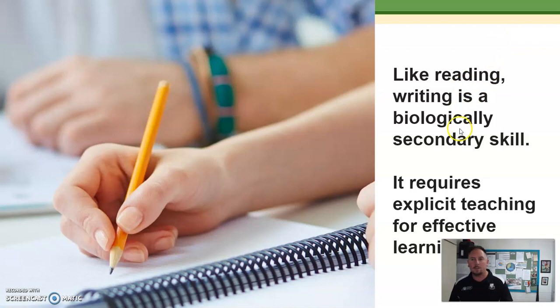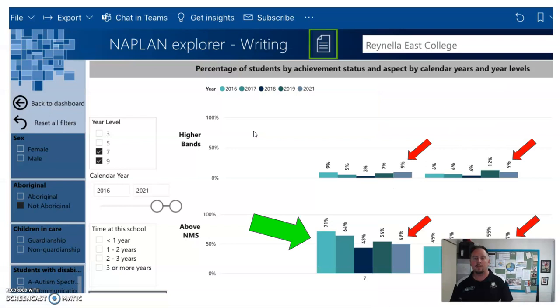Like reading, writing is a biologically secondary skill. It needs explicit teaching. We can't just expect that kids can write an essay or even write a complete sentence without some explicit instruction. Again, how that's going to look differs depending on where you're teaching and how you're teaching that. This is our NAPLAN writing data from the Power BI.